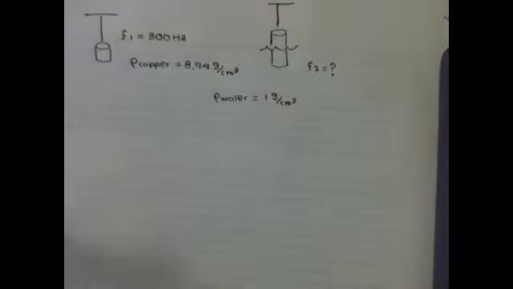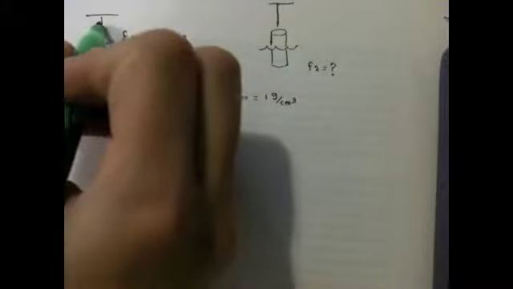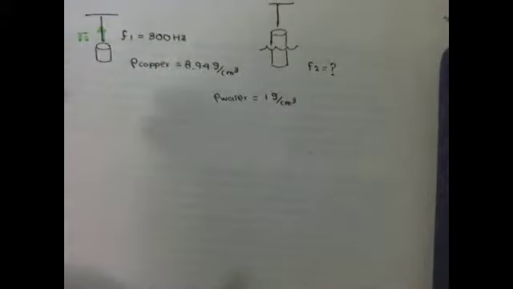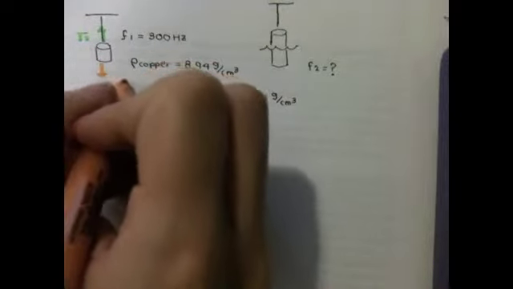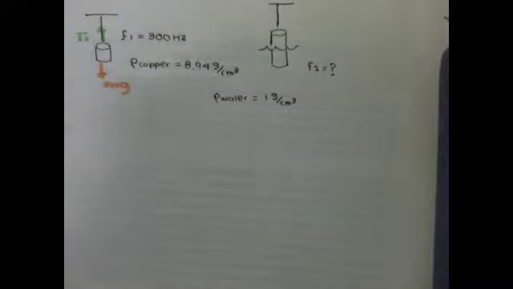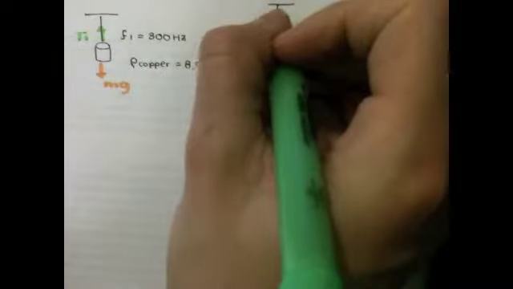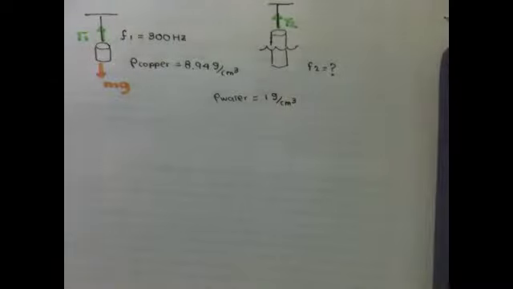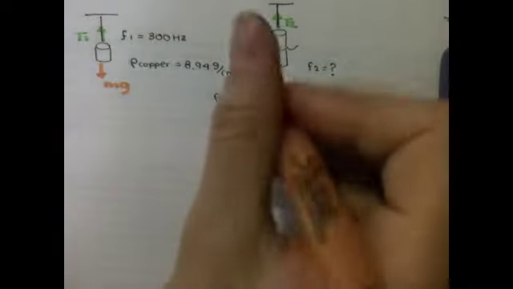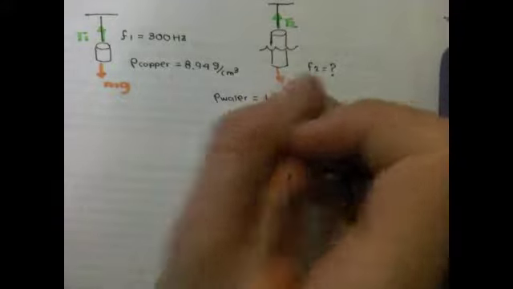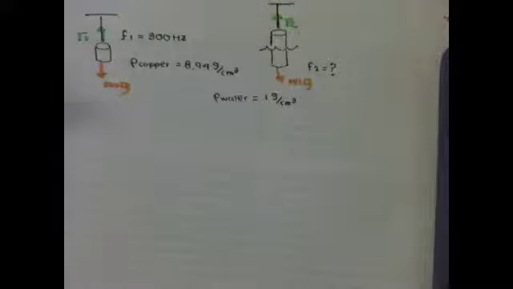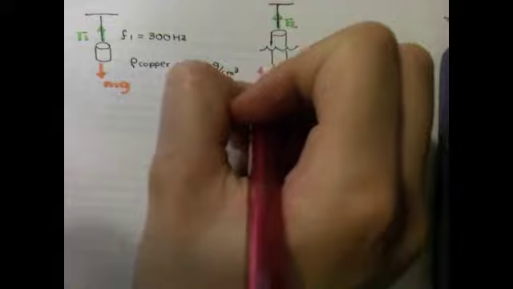For solving this problem, first we need to make the free body diagram. In the first case, we have tension 1 and the weight. In the second case, we also have the tension 2, the weight, and the buoyant force.